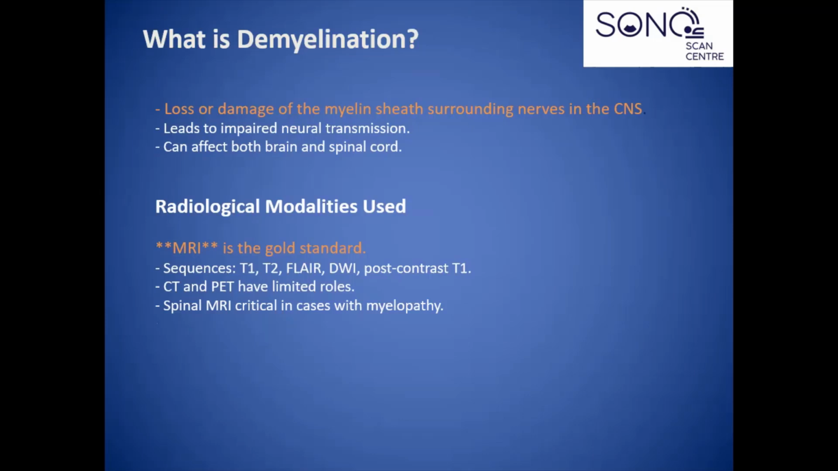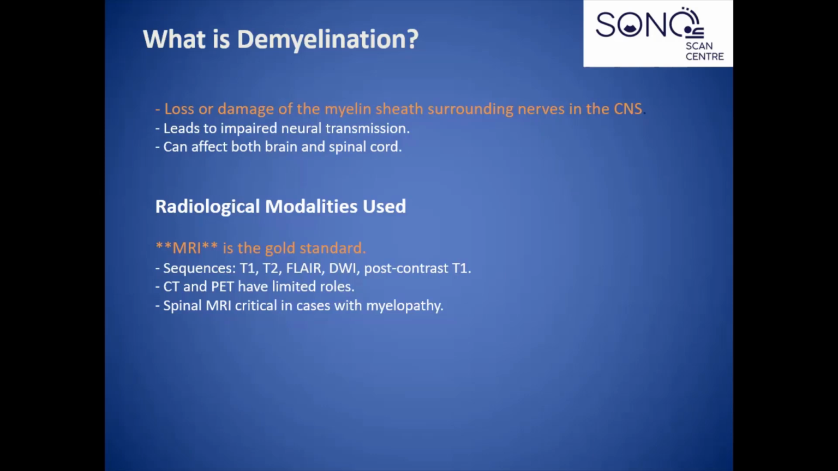So what is the role of radiology in this? Among the modalities of choice, MRI is the gold standard. CT and PET-CT definitely have very limited or even null role. In MRI, what are the sequences that are required? We do T1, T2, FLAIR, DWI and post contrast. These are the basic sequences. Among these five sequences, FLAIR is the important sequence. That is the sequence we have to look at. And T2 is also important.